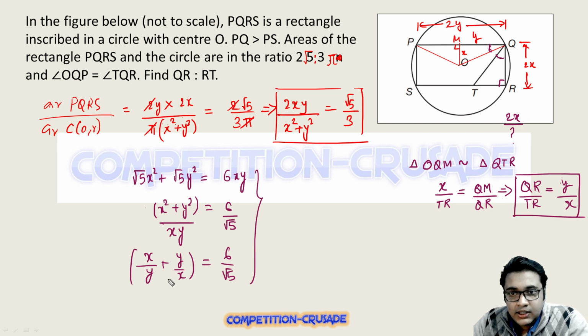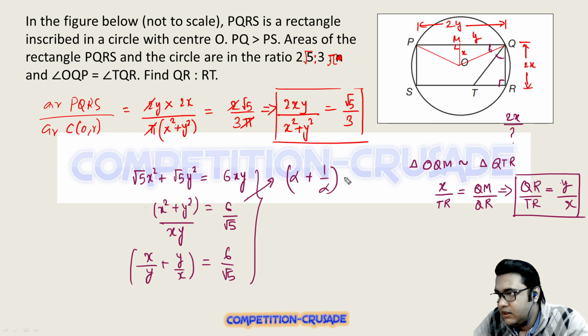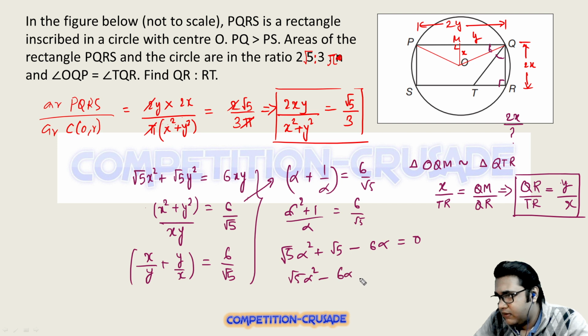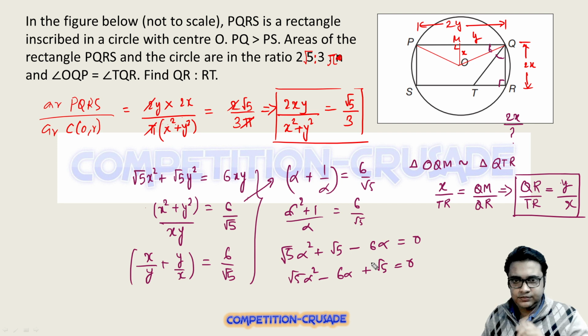Now again, coming back to this, what can I do? One thing that you can do is assume alpha plus 1 upon alpha is equal to 6 by root 5. So this becomes alpha square plus 1 upon alpha is equal to 6 by root 5. Simply transposing, root 5 alpha square plus root 5 minus 6 alpha is equal to 0. So root 5 alpha square minus 6 alpha plus root 5 is equal to 0.